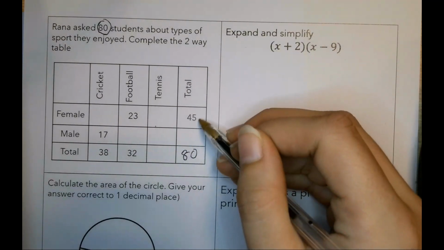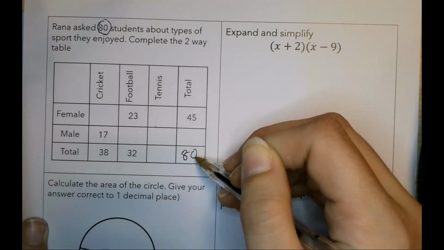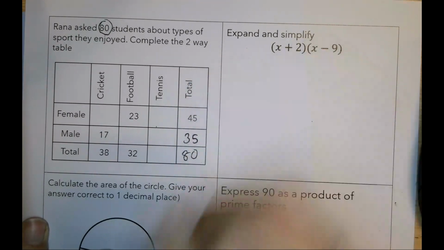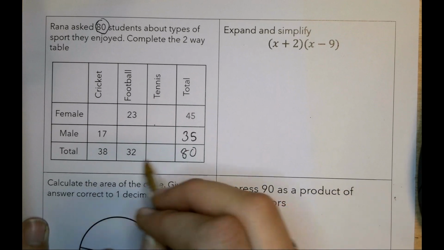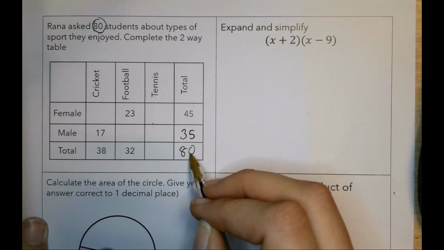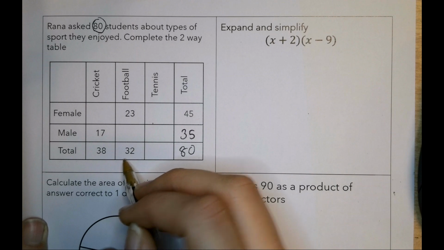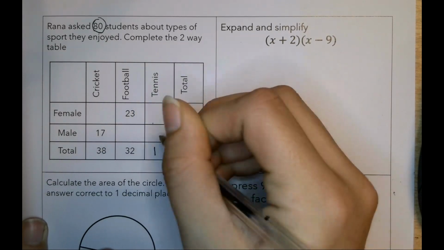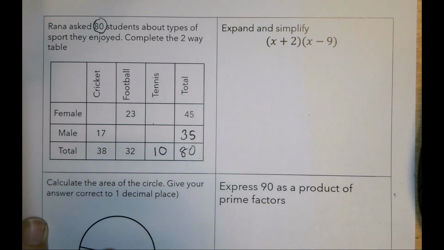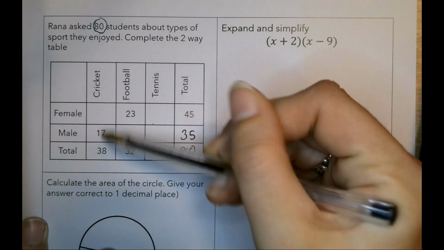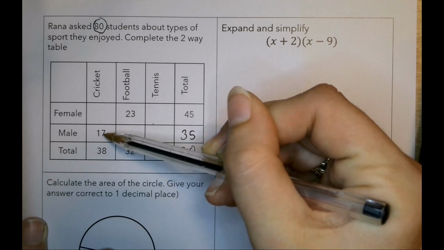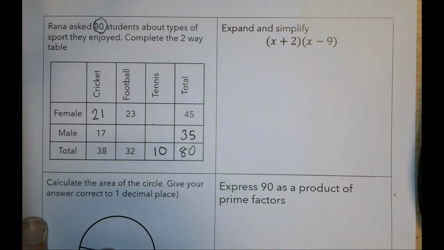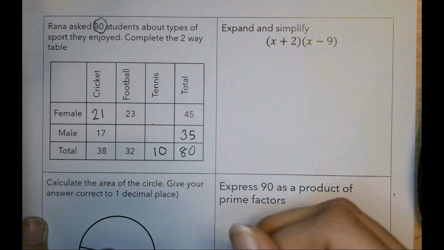Because I know that these two numbers must add up to the total of 80, I can then work out that there are 35 male students. Because these three numbers must add up to a total of 80, I can work out that these add up to 70. There must be 10 tennis students. I then look here. I've got 38 students that play cricket. 17 of them are male. That means 21 of them must be female. I'm just subtracting whatever number I know from the total.